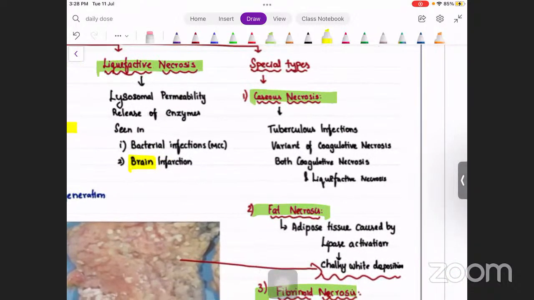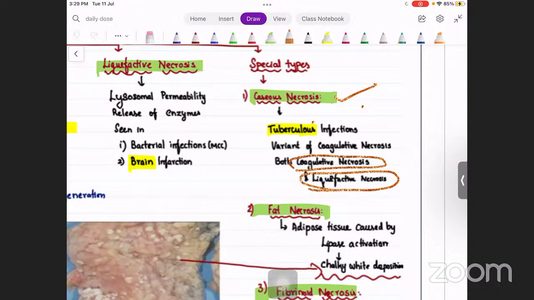And caseous necrosis is associated with Mycobacterium tuberculosis. So whenever you see tuberculosis, immediately choose caseous necrosis. Tuberculosis, caseous necrosis. Brain infarction, liquefactive necrosis. Solid organ, coagulative necrosis. You have to remember that. And caseous necrosis is a combination of your coagulative and liquefactive necrosis, people. You should not miss it.